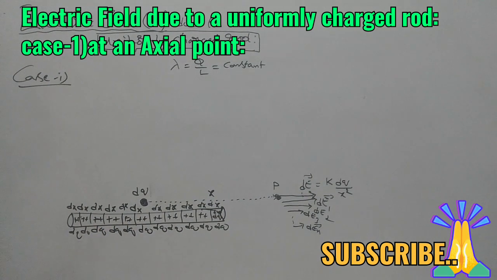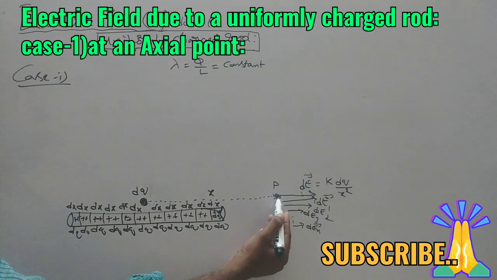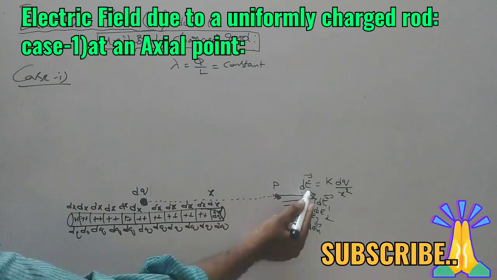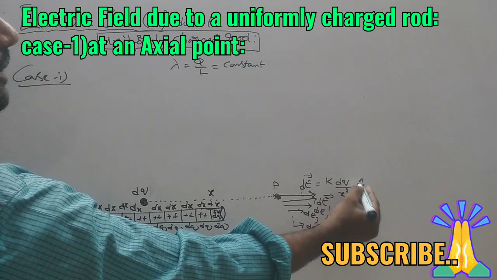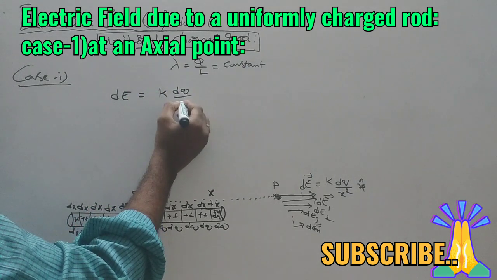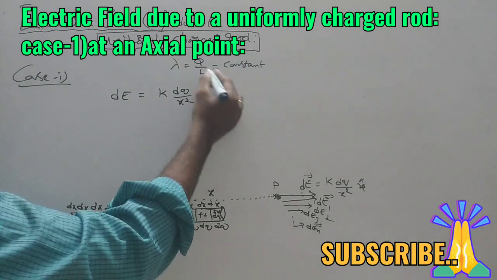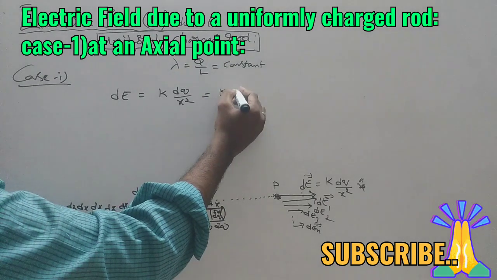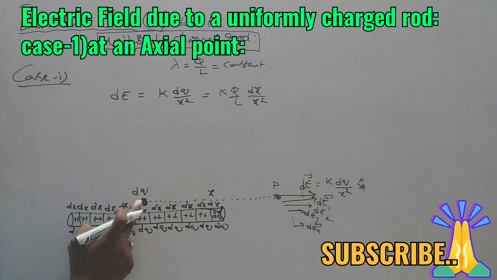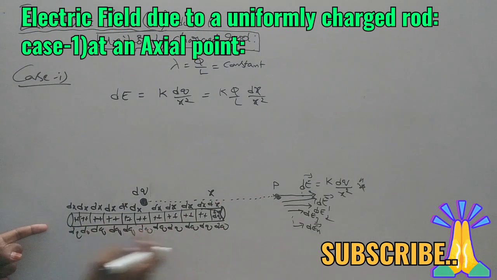To find the total electric field at point P due to this whole distribution of charge, first we have to find the small electric field produced by an elemental charge dq, which is given by dE bar equal to k dq by x square into x cap. If I write only the magnitude, dE is equal to k into dq by x square. I can substitute the value of dq as q by l into dx, so dE is k into q by l into dx by x square. This is the small electric field produced by the small point charge dq at point P.